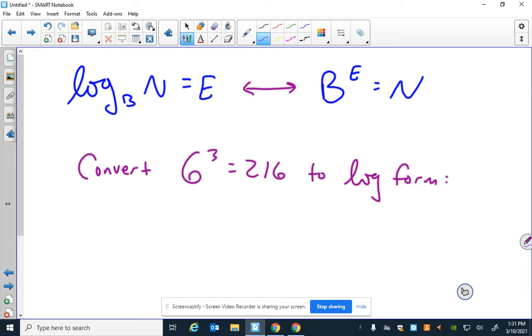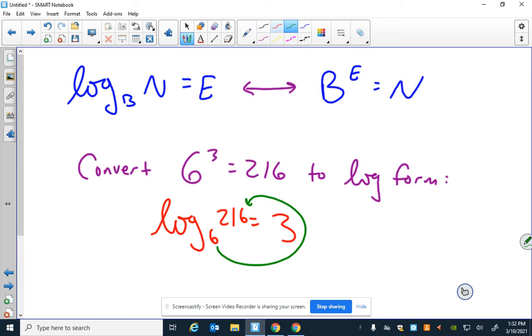6 cubed is 216. Hey, can you convert that to log form? And you have to know that that's the same thing as log base 6, right? Whatever the base is in the exponent is the base of the log. So if 6 is the base on one, 6 is the base on the other. That's the nice one. Then you got to remember to switch. If 3 is the exponent, it means 3 is going on the outside. And the argument's 216.